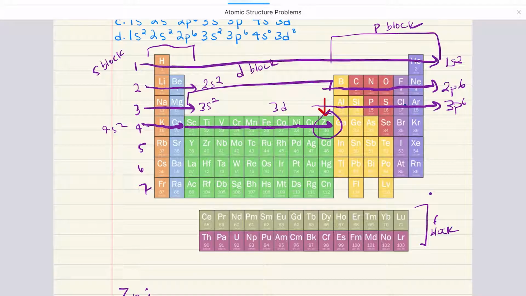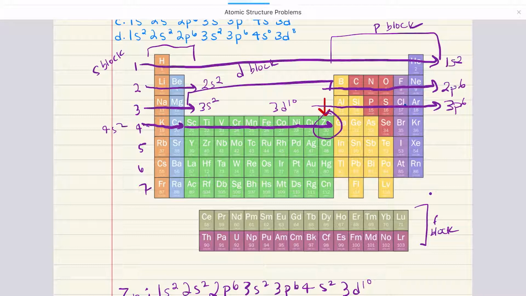This is filled, 3d10. All right, so now we just put it together: 1s2, 2s2, 2p6, 3s2, 3p6, 4s2, 3d10. This is the electron configuration for the neutral zinc atom. Now here, the 4s orbital is filled before the 3d orbital, even though it is at a higher principal quantum number, and that's because it's lower in energy when it is unoccupied.